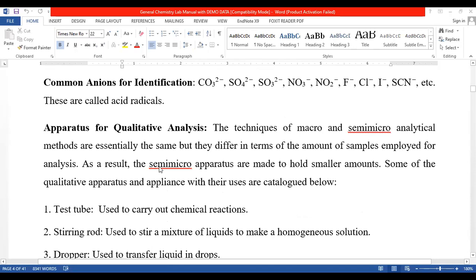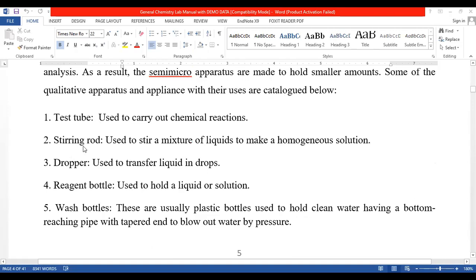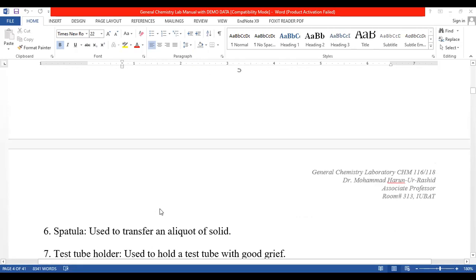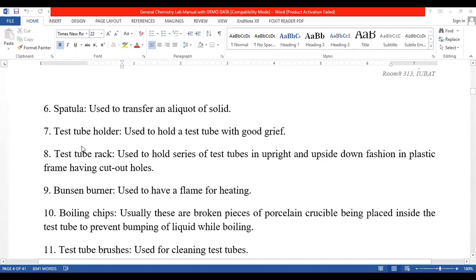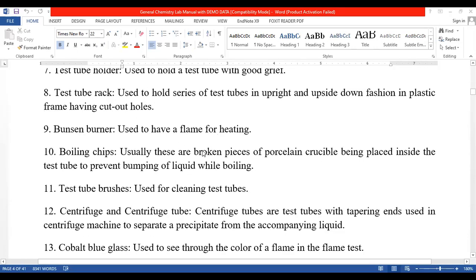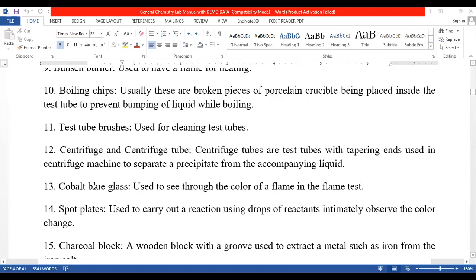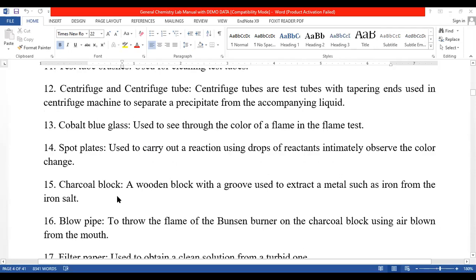Which kind of apparatus do we require for carrying out this experiment? Most of the cases: test tubes, then the stirring rod for mixing purposes, dropper, reagent bottle, wash bottles. You already know the functions of all these apparatus as we described earlier. Spatula, test tube holder, test tube rack, Bunsen burner, boiling chips, test tube brush for cleaning purposes, centrifuge and centrifuge tube, cobalt blue glass. Cobalt blue glass is usually used for identifying the flame color. So in this experiment, we do not require the cobalt blue glass.